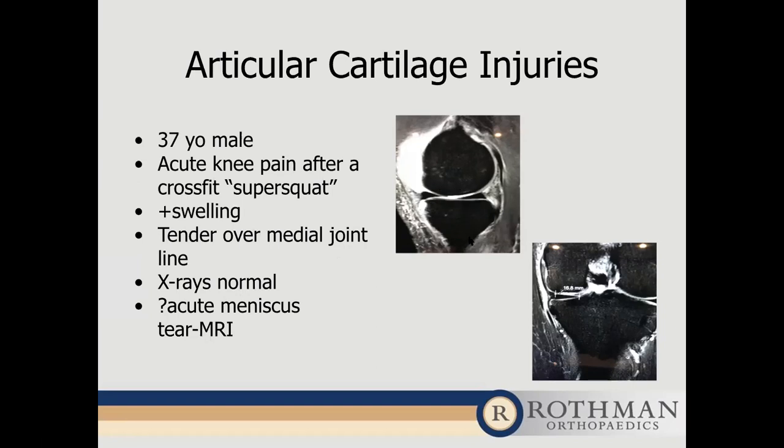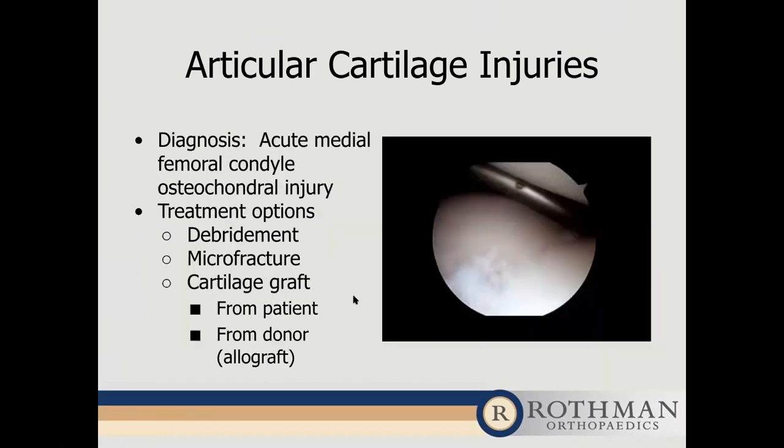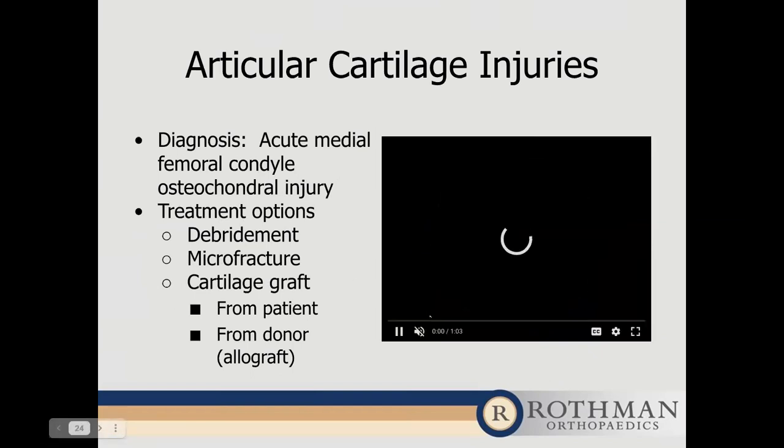But when I got his MRI, he had this cartilage defect right here on the femur that I wasn't expecting. So typically a meniscus tear is much more common than this type of injury. So this is what his surgery looked like, his arthroscopy looked like. So he had an acute medial femoral condyle cartilage injury. And our choices were to clean it up, microfracture, or do a cartilage graft. He's a very active guy, so we decided to do a cartilage graft.